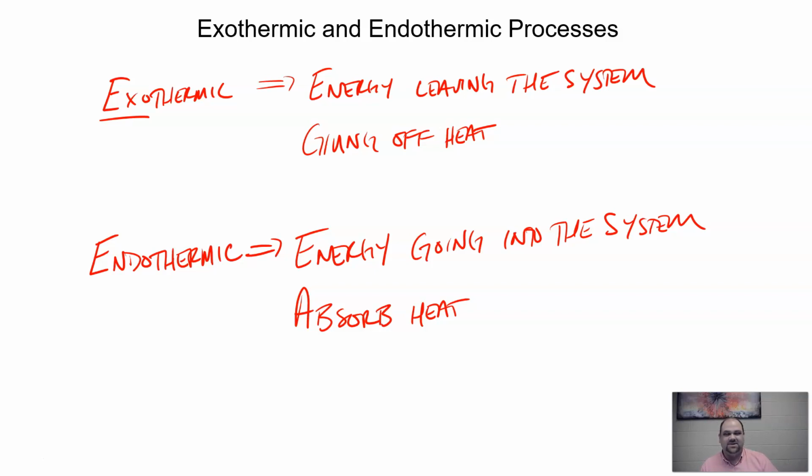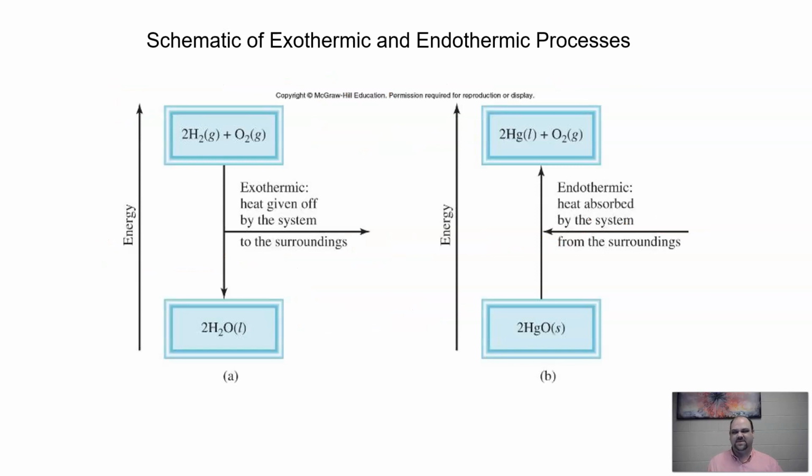If we were to sketch this out as a schematic, this is an image from our textbook. We have on the left in part A, we're going from hydrogen gas and oxygen gas to make liquid water. Going from a gas to a liquid is, generally speaking, lower in energy, and so that energy has to go somewhere. That's exothermic. All that excess energy is given off.